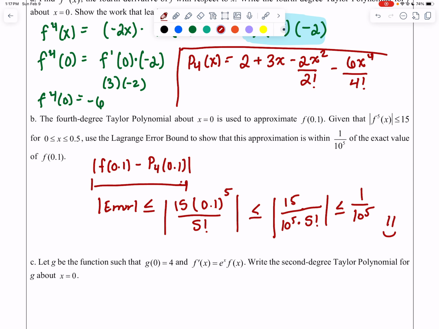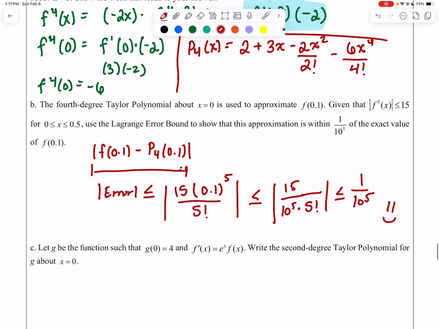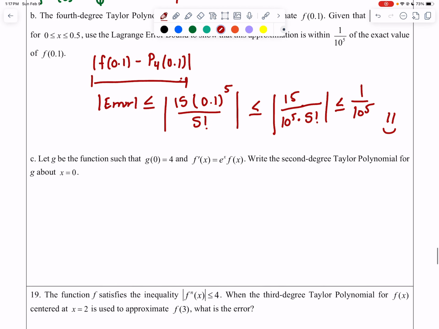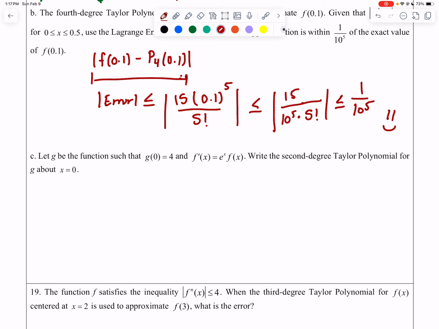So there's your little justification there. Okay. Then part C, it says g is the function such that g of 0 is equal to 4, g prime of x is equal to e to the x times f of x, and we want to write the second degree Taylor polynomial for g about x is equal to 0. All right, so we already know what f of x is, and we kind of already know what e to the x is in terms of my Taylor polynomial.